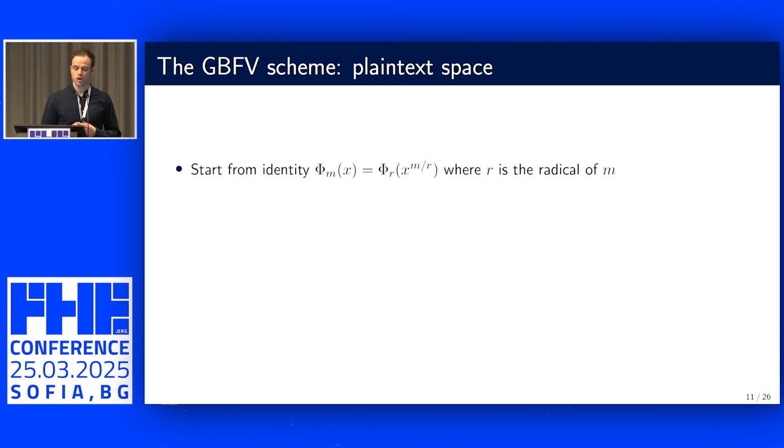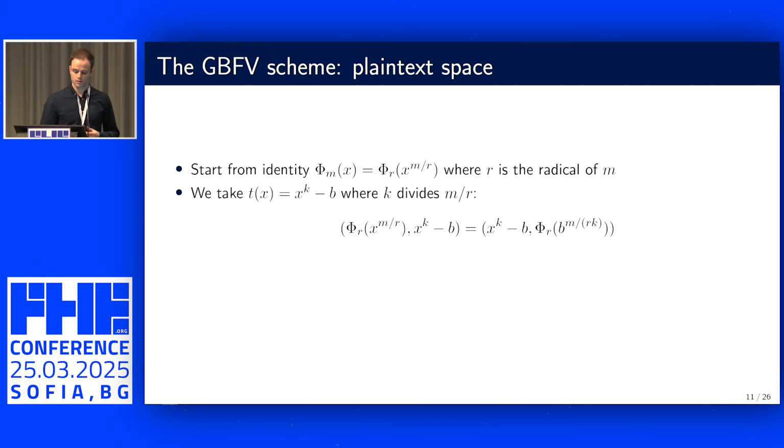Let us now study the structure of our GBFV plaintext space. To do that, we start from this general identity, which we always have for cyclotomic polynomials, and which is listed on the top of the slides. In contrast to CLPX, we take our plaintext modulus not as a linear, but as a nonlinear polynomial. And then we use a similar trick to simplify this plaintext ideal. So in this case, we will substitute x to the k with b everywhere.